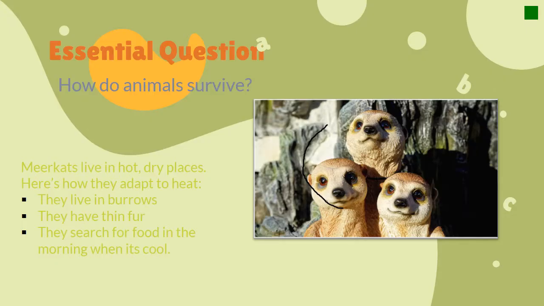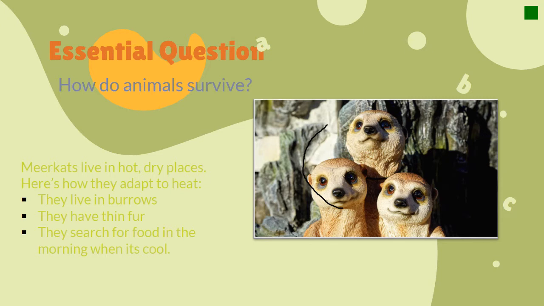Our new reading lesson is about how animals survive. The animals that you can see here are called meerkats. Meerkats live in the deserts and grasslands of Africa. They look cute, right? They are extremely cute. They have pointed faces and large eyes surrounded by dark patches.